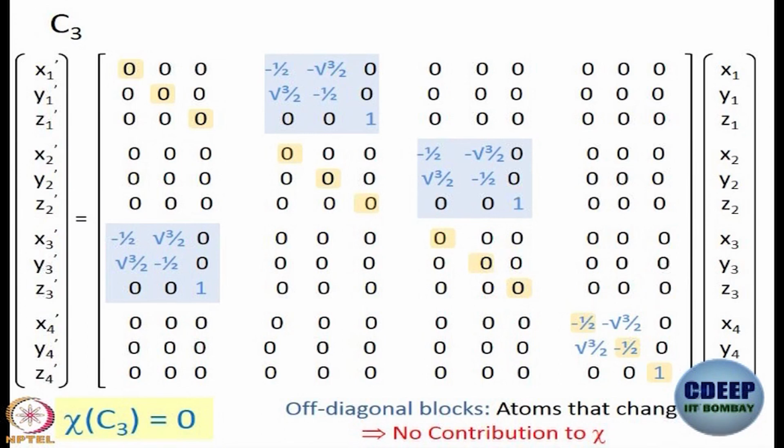This is what you get for each of the blocks, because after all x, y, z transform in the same way no matter which atom they are associated with. Depending on whether the atom moves from its own position or not, you get that block along the diagonal or off diagonal. Are we clear about that? Right? So, how did we get a character of 0 for C3? We multiplied the character of this block by 1. The number of atoms that did not move from their position was 1. We multiplied that by the character of this.